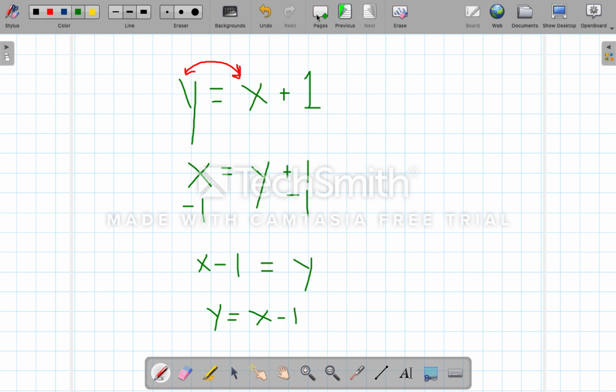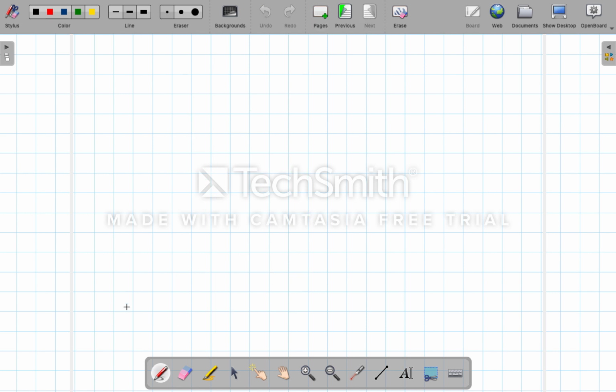Now, an important thing I want to think about now is the inputs and the outputs, and I want to draw them out. So what we have is y equals x plus 1. This is my function. I'm going to call this f of x. In my inverse function, which we write f to the negative 1 inverse of x, I'm going to have y equals x minus 1.